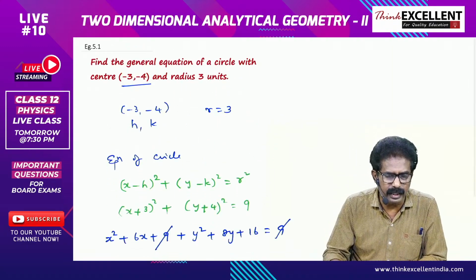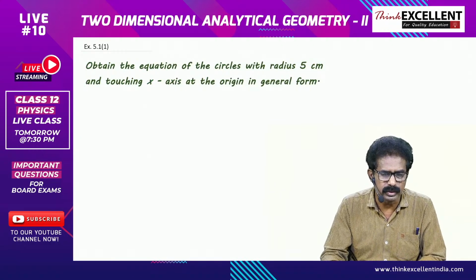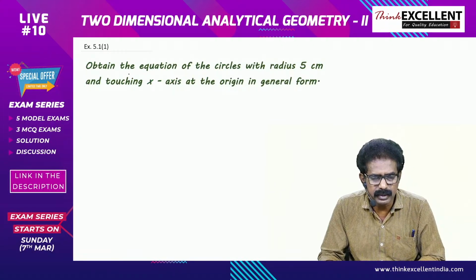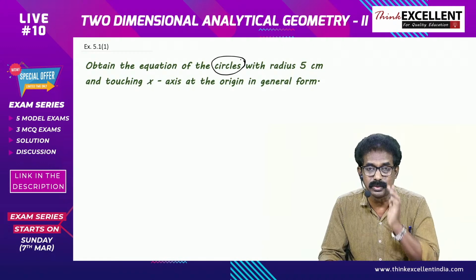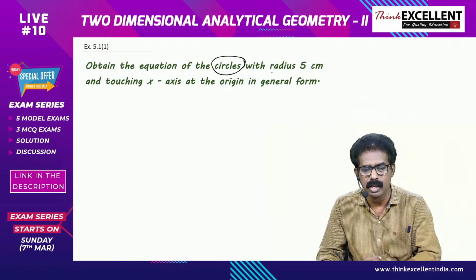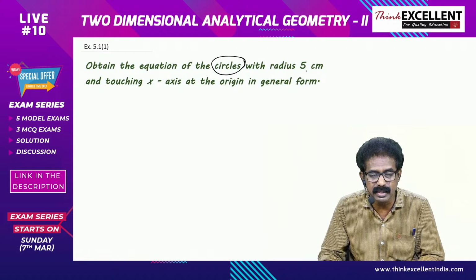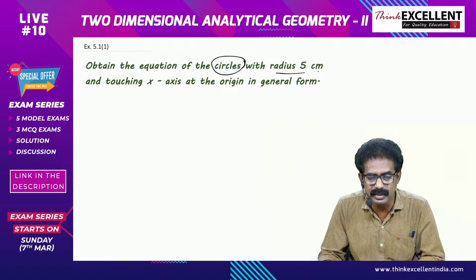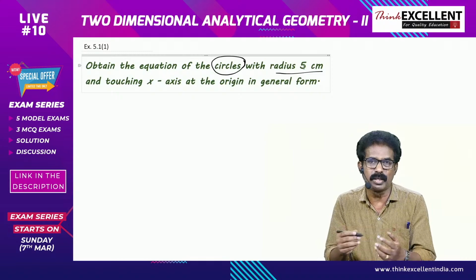Now let's move on to the next question. Listen to this question carefully. Obtain the equation of the circles. See the word circles. So you may have more than one circle, right? Obtain the equation of the circles with radius 5 centimeter. Okay, radius is given. Immediately we will be looking for the center, right?